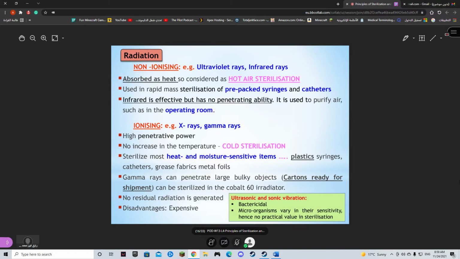Okay, and we have the cold gamma radiation, also the X-ray radiation, we call it cold sterilization. Very important nowadays, because you are supposed to sterilize plastic items, syringes, catheters, and other fabric materials that you can easily sterilize with the help of gamma radiation. Very, very famous radiation nowadays, the gamma one.